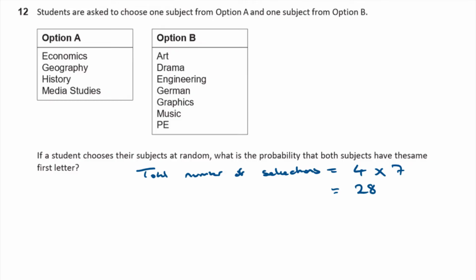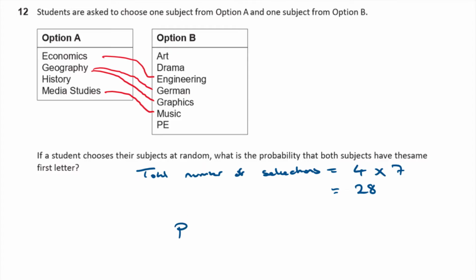Now, how many of those combinations have the same first letter? It could be economics and engineering, so that's 1. Any other possibilities? Could be media studies and music. That can go together. It's a second possibility. History, no. Geography, or it could be geography and German, or it could be geography and graphics. That's also a possibility. So there's actually 4 combinations where the first letters are the same, from the two choices.